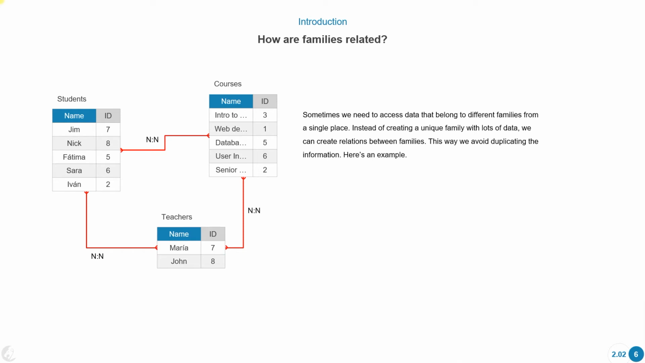Here we can see the families we created before: students, courses, and teachers. Several students can attend the same course. A course can be taught by several teachers. The same student can attend several courses. A teacher can teach several courses, and so on and so forth. Therefore, we can see here an n-n relation between them.